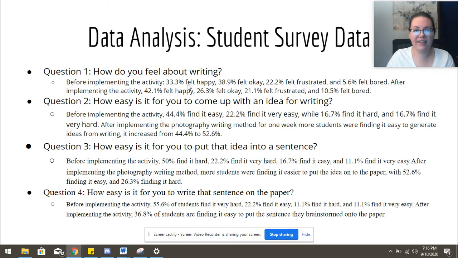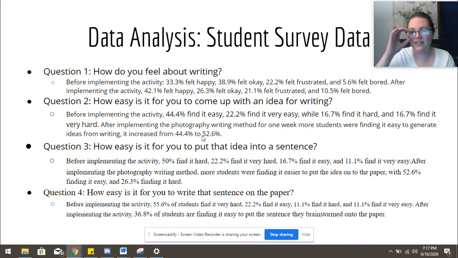So before implementing the activity, 33.3% felt happy, 38.9% felt okay, 22.2% felt frustrated, and 5.6% felt bored. After implementing the new way of teaching narrative writing with photographs and talking about them and sharing them and then putting them on the paper, 42.1% felt happy, which was an increase. 26.3% felt okay, which was a decrease. 21.1% felt frustrated, which was a slight decrease, and 10.5% felt bored, which was a big increase. So I thought that was interesting.